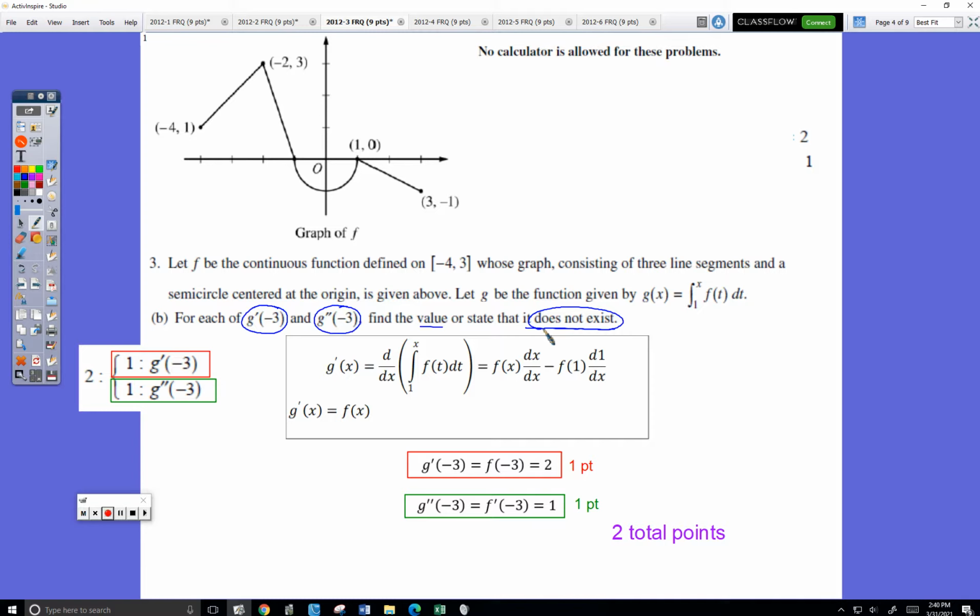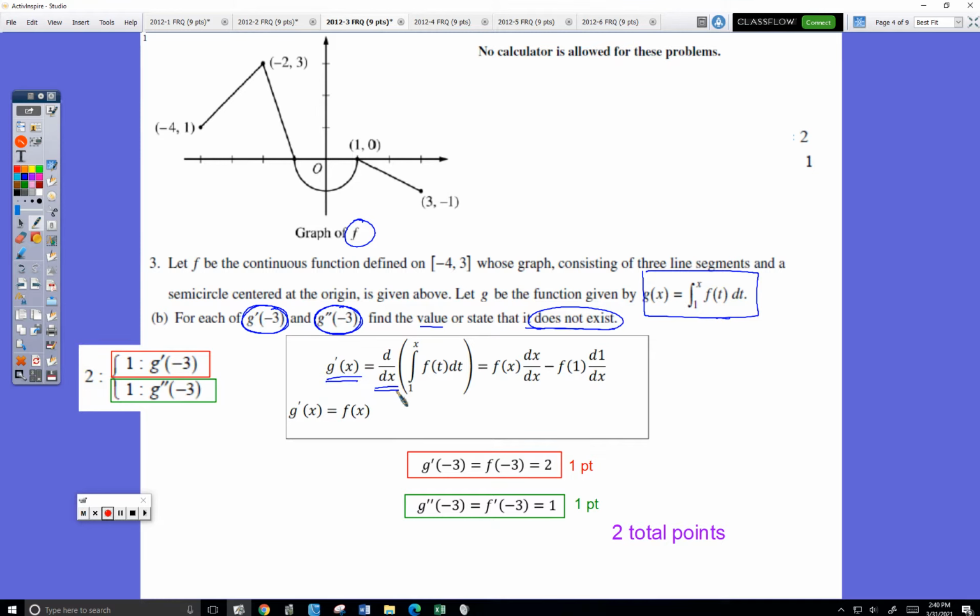Again, pay close attention, they're asking for values of g prime and g double prime. G prime and g double prime. But we're looking at a graph of f. So I have to take my formula for g, and I need to find the derivative. So that's what I'm doing here. You don't have to show this work. I'm showing it to hopefully help with your understanding.